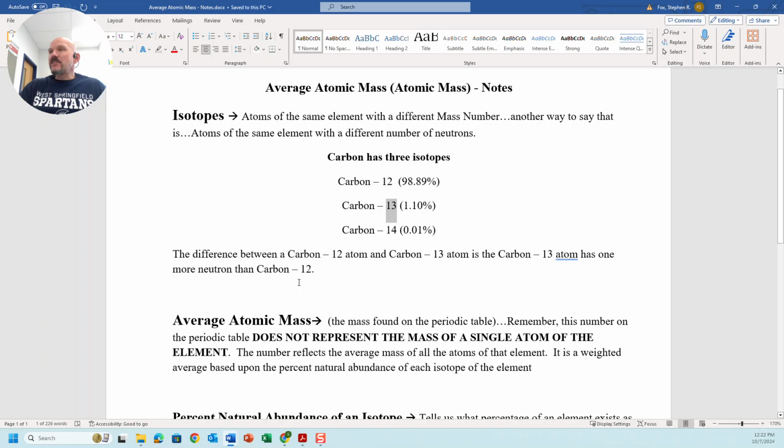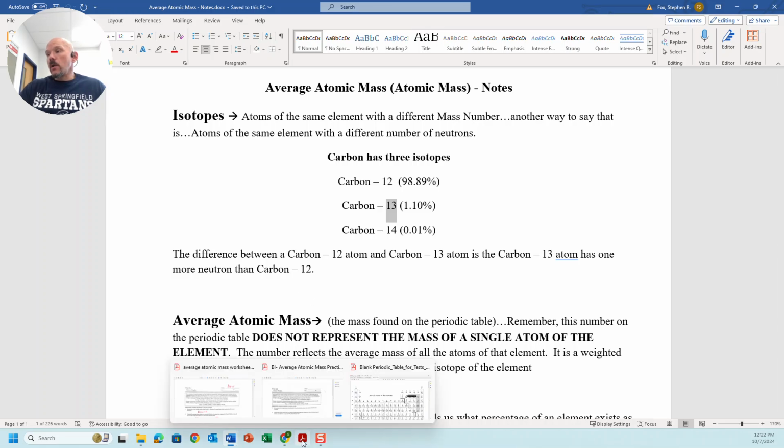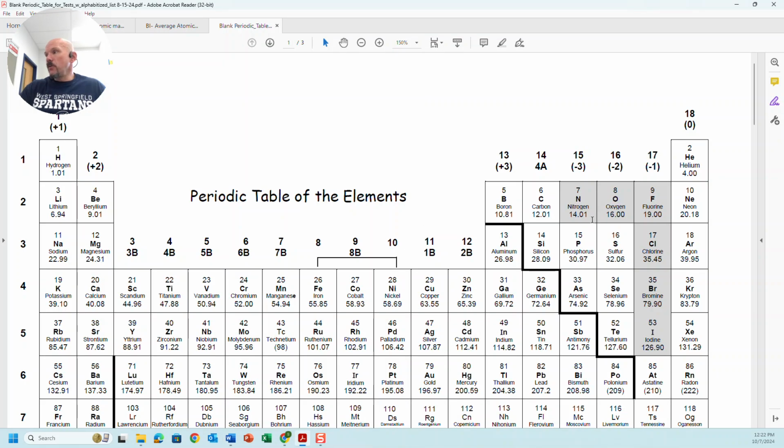So, an exercise you can do, it doesn't always work, but if you go to your periodic table and go to that number, like for nitrogen, the average atomic mass is 14.01. Odds are, if you round that to the nearest whole number, in this case 14, the most abundant isotope of nitrogen is nitrogen 14. If we went to phosphorus, odds are the most abundant isotope of phosphorus is phosphorus 31, because 30.97 is closer to 31 than it is to 30.